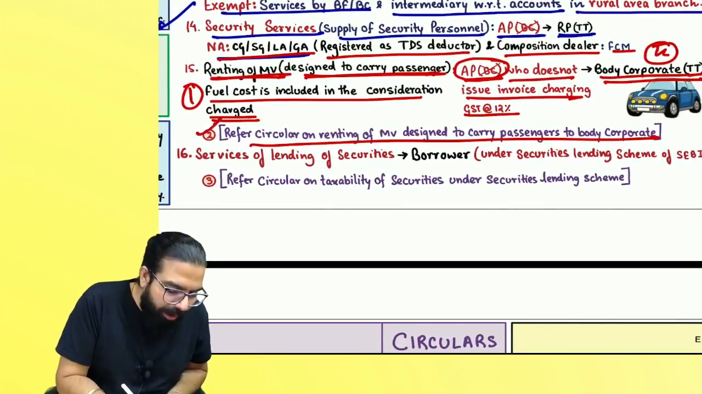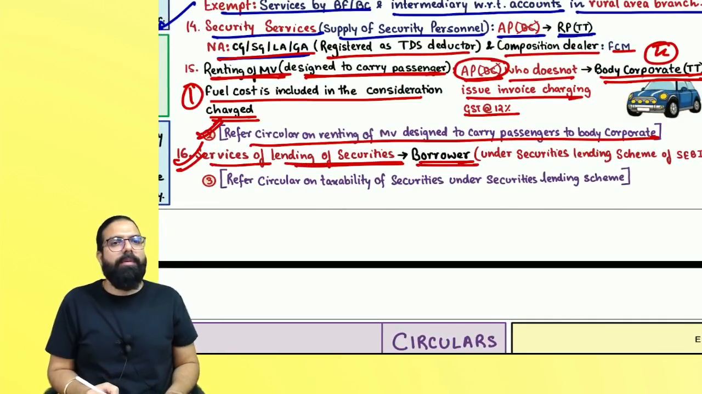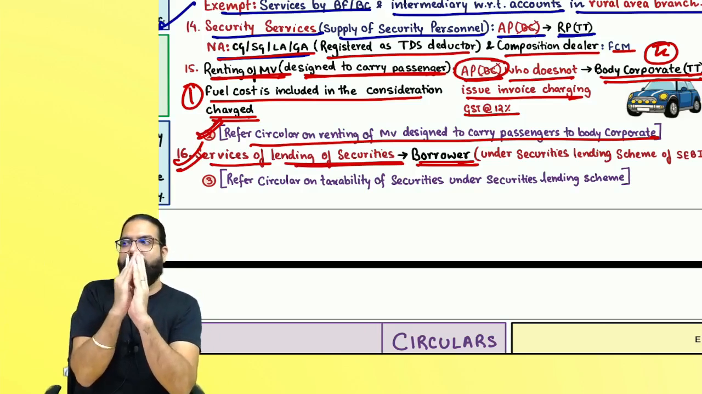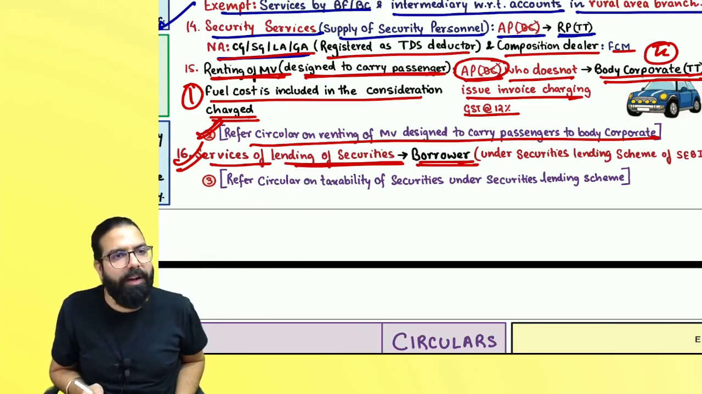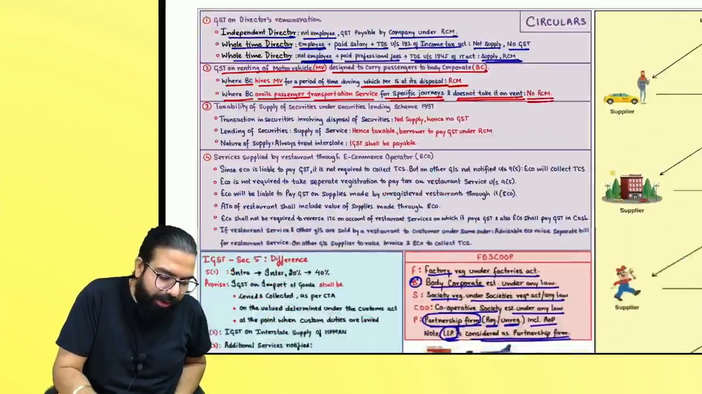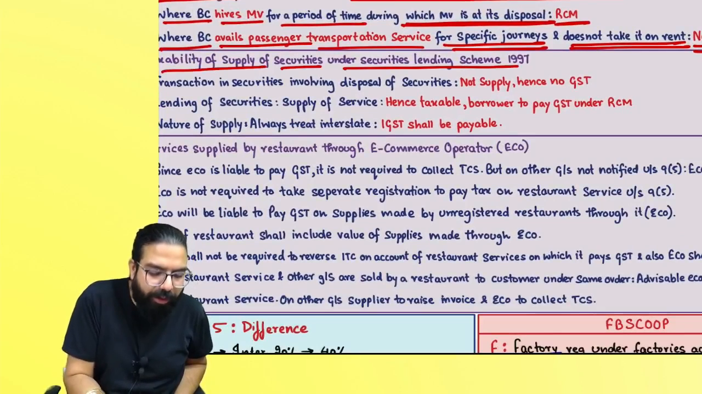Okay, the next one over here, the last one, is services of lending of securities to the borrower. Remember one thing: when the lender lends the securities through an intermediary, the borrower is always liable to pay the GST under RCM. There is a circular over here regarding the taxability of securities lending. See over here, everyone: taxability of supply of securities under the securities lending scheme.